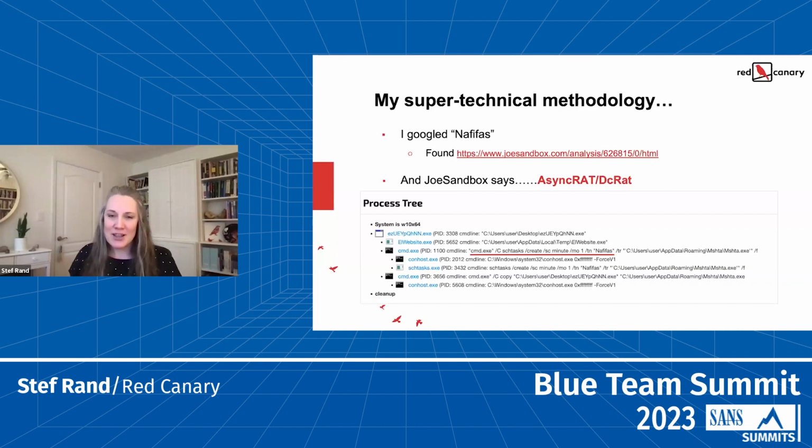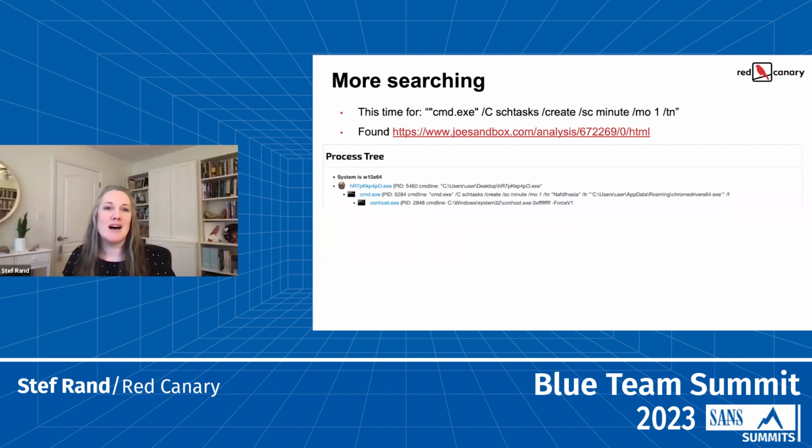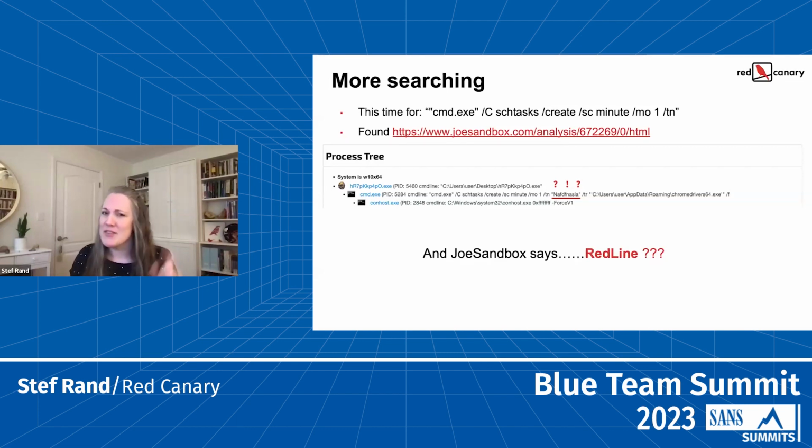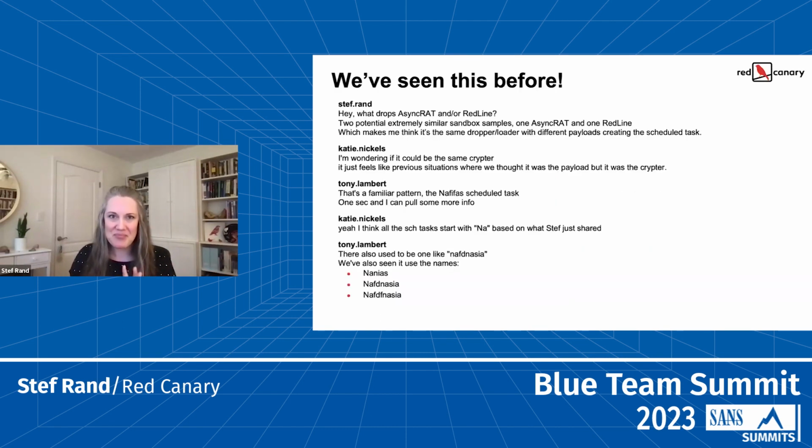So I'm like, okay, let's Google some more. I Googled the whole scheduled tasks command at this point, because even though this is not super unique on its own, I was getting the vibes that there was something hard-coded going on. And I found another sample, except this one had naphthanasia as the task name. And Joe Sandbox said it was Redline. Redline's a stealer. This also does not look like initial Redline execution. And at this point, I'm like, all right, we've got to talk to the canaries. We've got to go ask the canary hive mind what might be going on here, which is what I did.